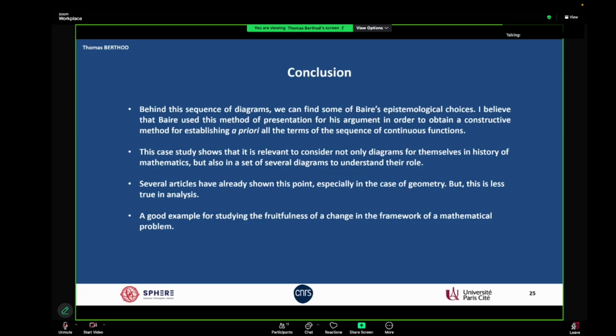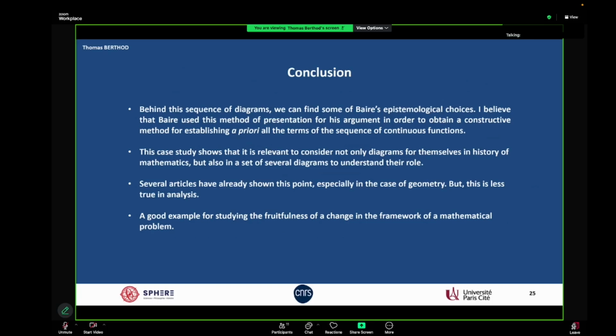Because if you use the method that I showed you on the board, you could not express every term of the sequence, because you should introduce this sequence of sequences if you want to do that. And Baire seems to not want that, or just didn't see that possibility.